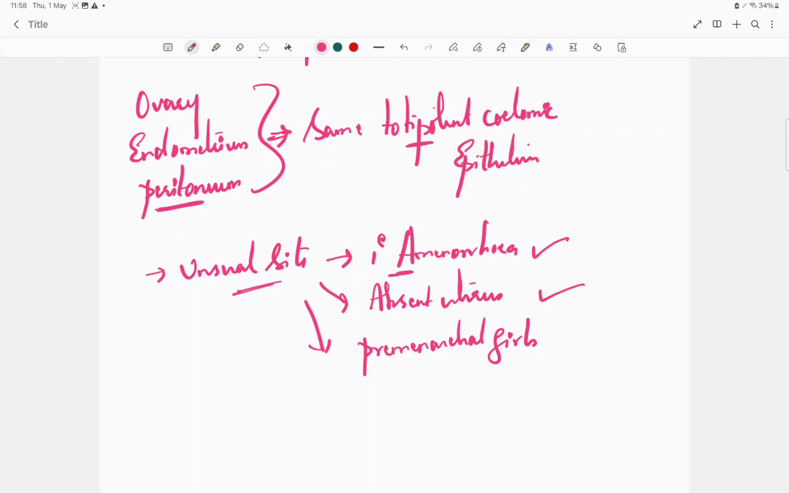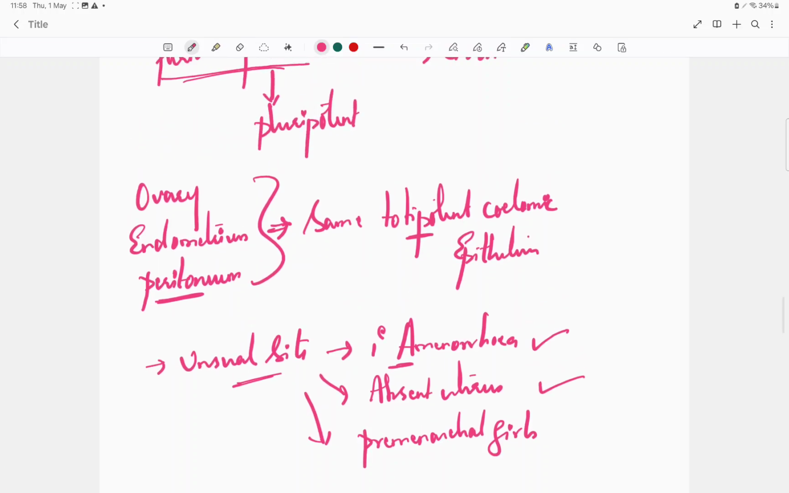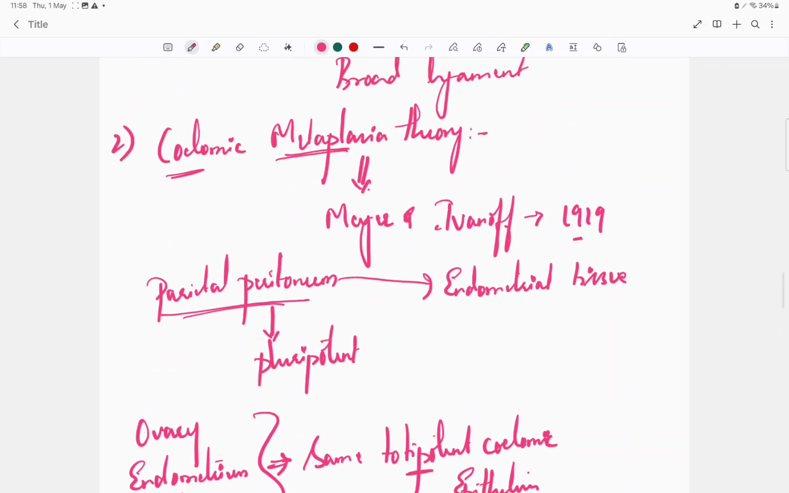And in the case of premenarchal, that means the patient has not even attained menarche, before menarche itself, the endometriosis is happening. That is because of the metaplasia of the parietal peritoneum. So these are the three things which will be explained by the coelomic metaplastic theory.